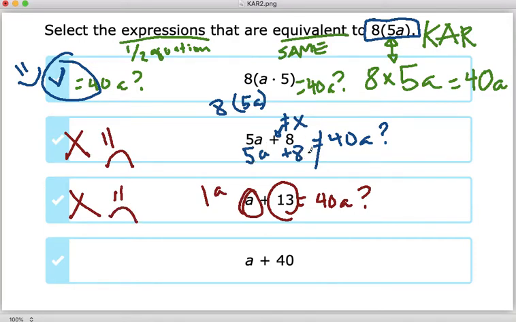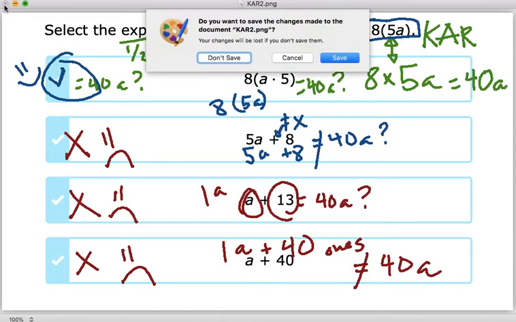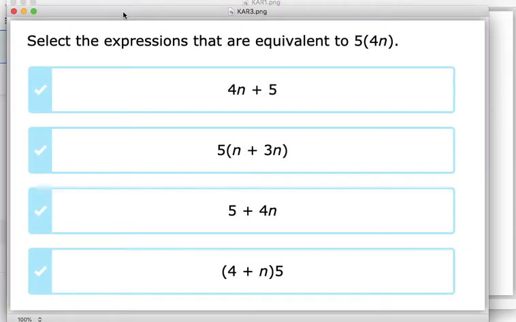I'll just say that up here again. There's 5a's and there's 8 ones. And then what about here? Well, we've got 1a, because a by itself is there's just one of them, plus 40 ones. That does not equal 40a. So this one doesn't work either. Boo, sad. All right, that's my first one. Let's check out the other 2 questions that Jerwin emailed me.